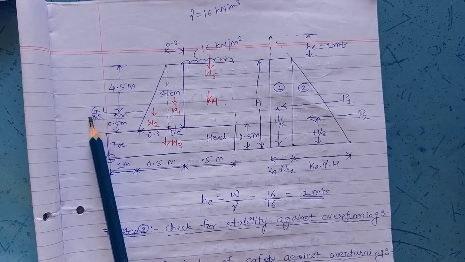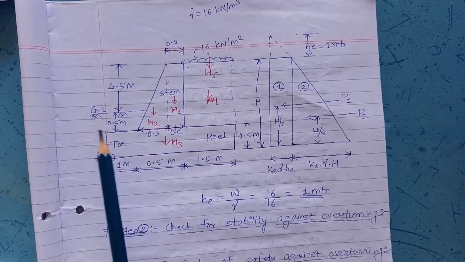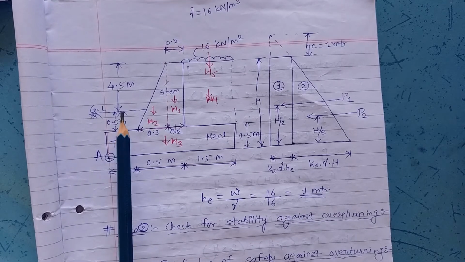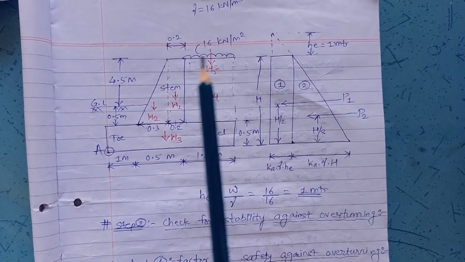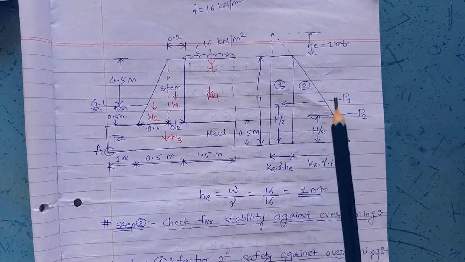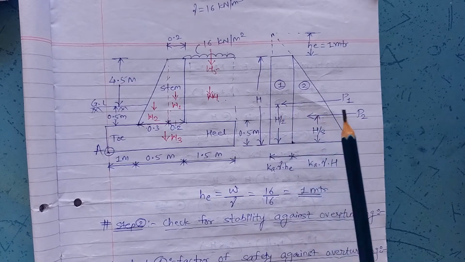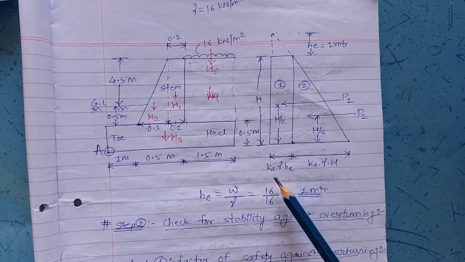Now depth of foundation below the ground level is 1 meter. Subtracting this 0.5 meter thickness, depth from the ground level up to the top of the toe will be 0.5 meter. Remaining height of the retaining wall will be 4.5 meter. Surcharge intensity of 16 kN per meter square. Now this is the pressure diagram when backfill is subjected to surcharge over it. Here, base here will be Ka into gamma into He.